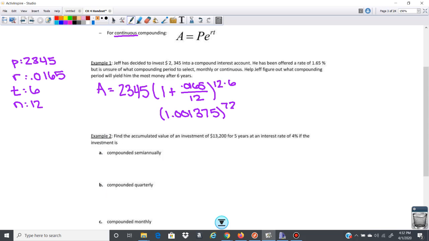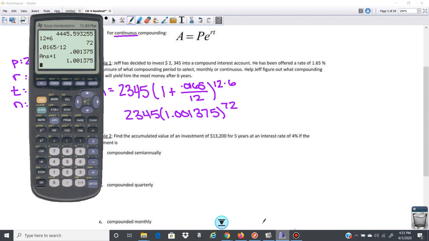Okay, to the 72 times 2,345. So the next mistake I see students do a lot is they'll multiply this first and then raise it to the 72. Remember, in order of operations, exponent is going to come before multiplication. So this needs to be raised to the 72 first.